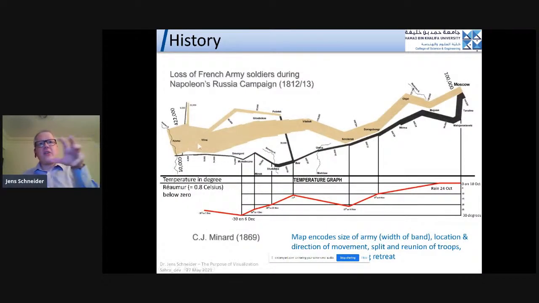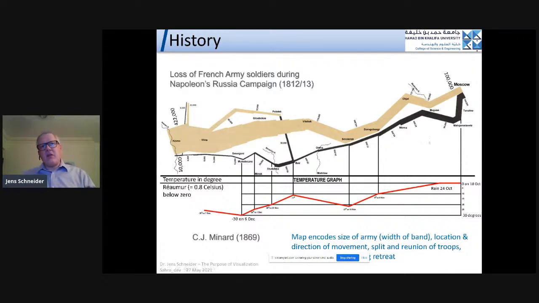This is the loss of French army soldiers during Napoleon's Russia campaign. So the French moved in, and then the winter set in when they reached Moscow. And you see here the temperature dropped sharply. And when they had to cross rivers, they lost a large part of their army, because the thickness corresponds to how many people made it out. So 422,000 soldiers went on this Russia campaign, and only 10,000 came back.